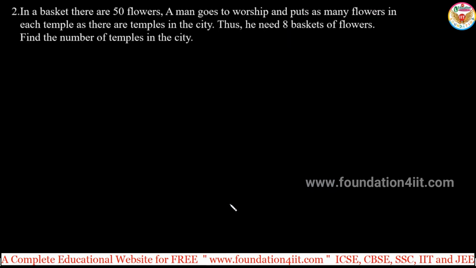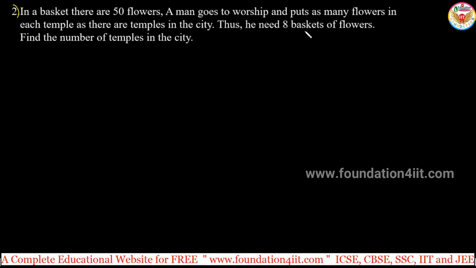Question 2. In a basket there are 50 flowers. In one basket there are 50 flowers. A man goes to worship and puts as many flowers in each temple as there are temples in the city. For example, if there are 20 temples, in each temple 20 flowers are kept. And he needs 8 baskets of flowers for that. For that, 8 baskets of flowers are required, with 50 flowers in one basket. So you have to calculate the total number of temples in the city.